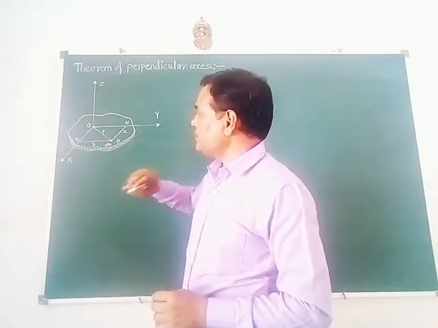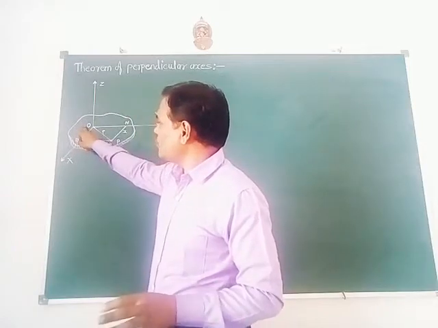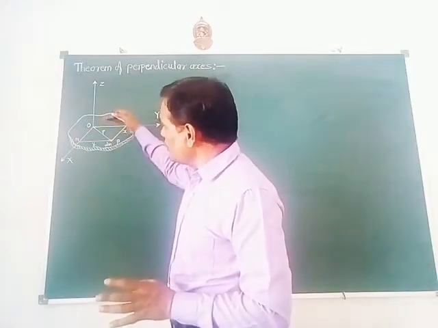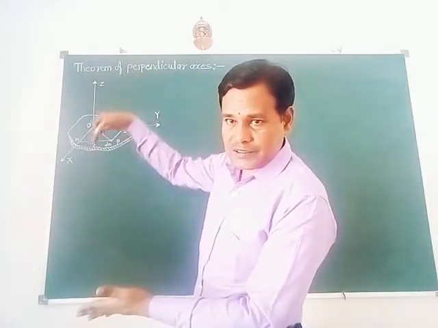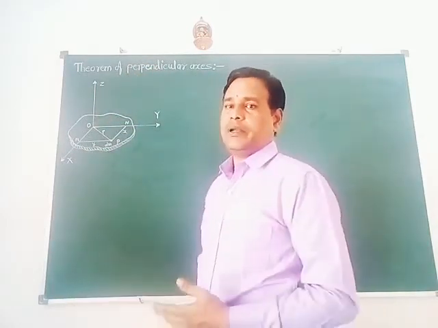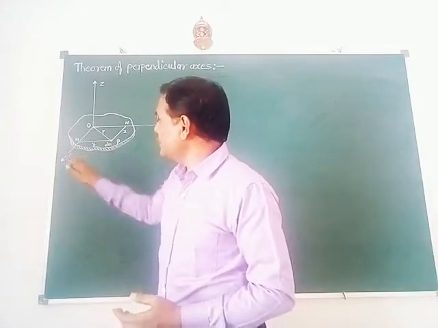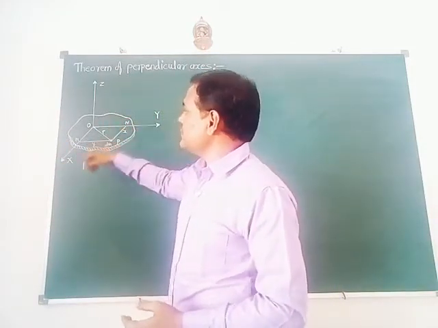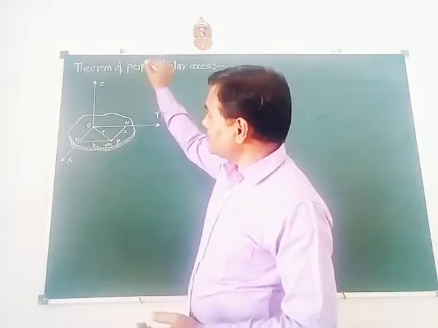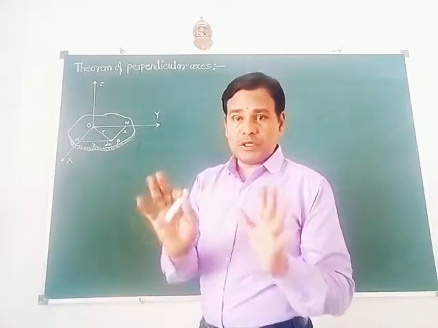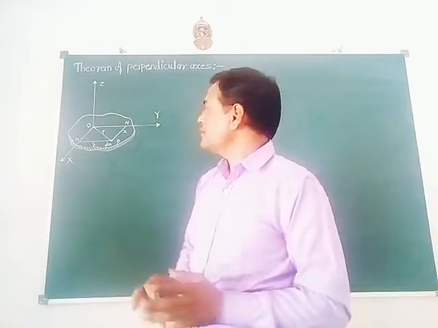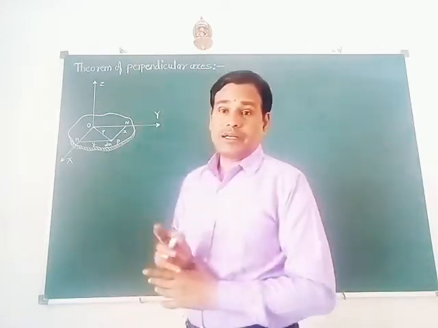Again, one thing must be remembered, O is the common point of all these three axes, and through point O, the z-axis cuts the lamina and passes through the lamina. And these two remaining axes are in the plane of lamina, and they are again intersecting at point O, where the perpendicular axis cuts the lamina. We must remember all these things while we have to state the perpendicular axis theorem.